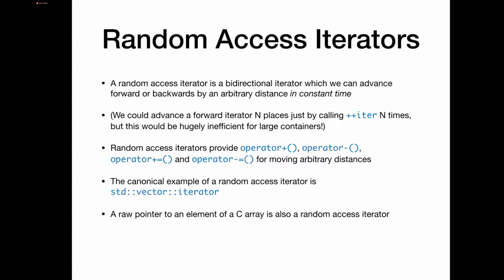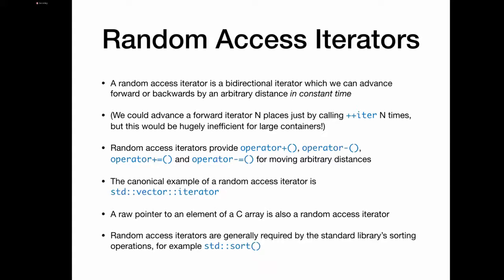So the best example is the standard vector iterator. Standard vector is just lovely in every respect, really. It's the best example of everything in C++. When in doubt, use vector. It so happens, as we were talking about earlier, that a raw pointer to an element of a C array also meets all the random access iterator requirements. So all this odd syntax, plus plus to advance it and star to dereference it, we only use that syntax in order to allow pointers to meet the iterator requirements, which is kind of backwards, in my opinion, but there we are.